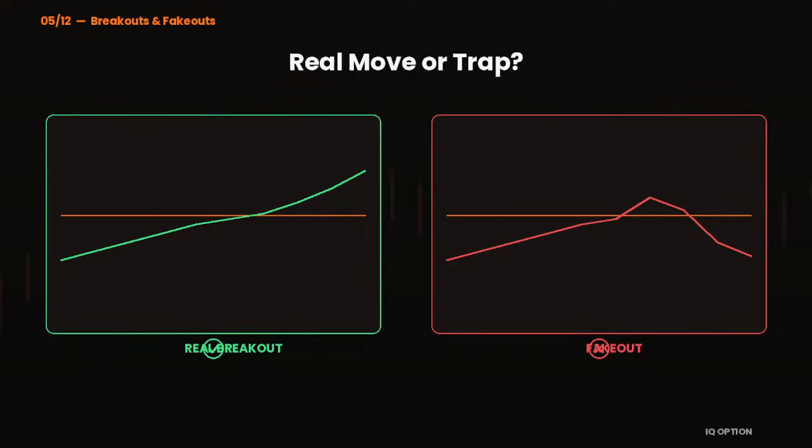A breakout is when the market or the price pushes above a support level or a resistance level. A fake out is when it just peeks a little bit and quickly snaps back into that level and traps everyone who chased it, and people end up losing their money.